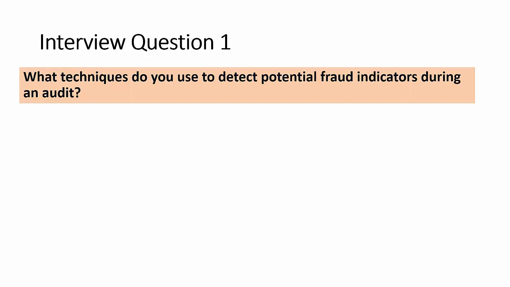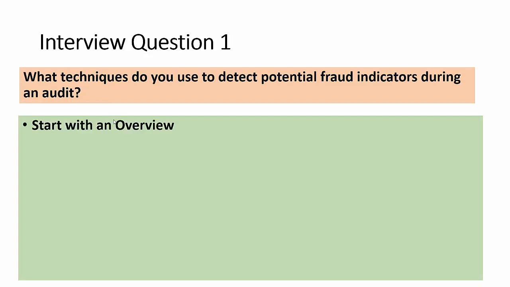Okay, so my suggestion is to start with an overview first. It's very important to give the overview. You can begin by explaining that fraud detection is an essential aspect of the internal audit process. Then you can mention your approach, which involves using a combination of techniques and a thorough understanding of the organization's processes and controls. Always start with the overview, because you cannot directly talk about fraud indicators. That's the first most important thing.